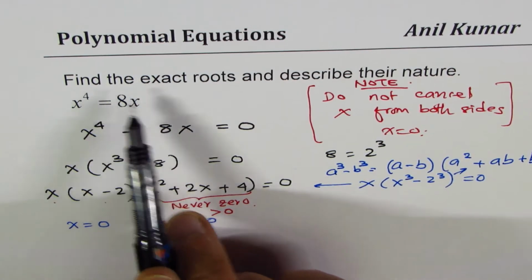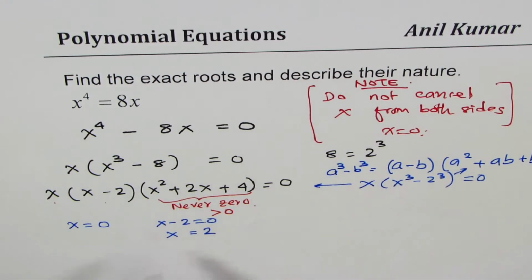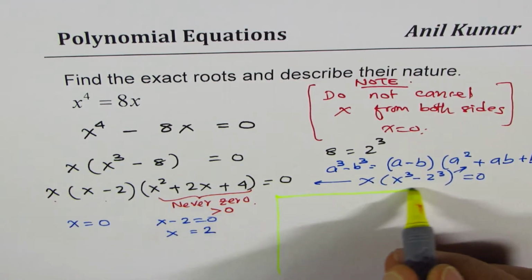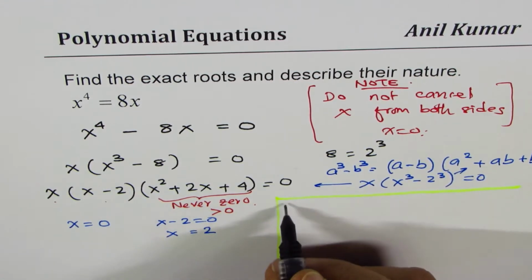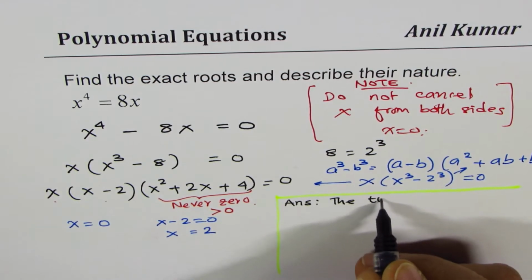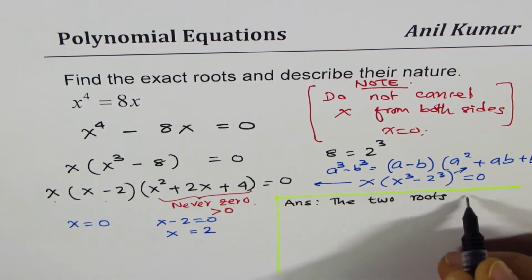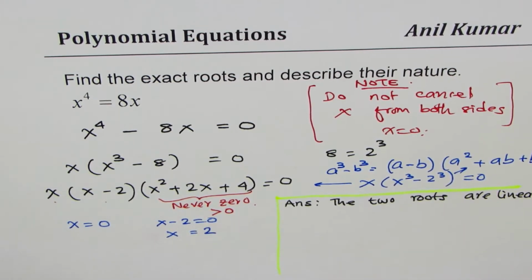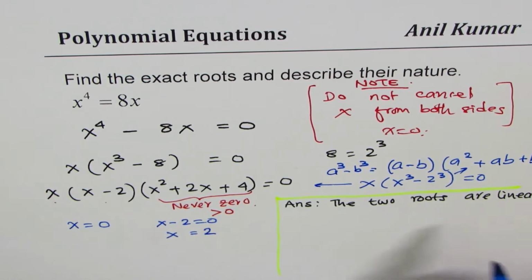The question here is to find exact roots and describe their nature. So now let's write down the answer very clearly in this space. Our answer should be written as: the two roots are linear. That is very important. Both are linear, in our case. Now, if you sketch it, let me show you that part also. It's important to understand these concepts.